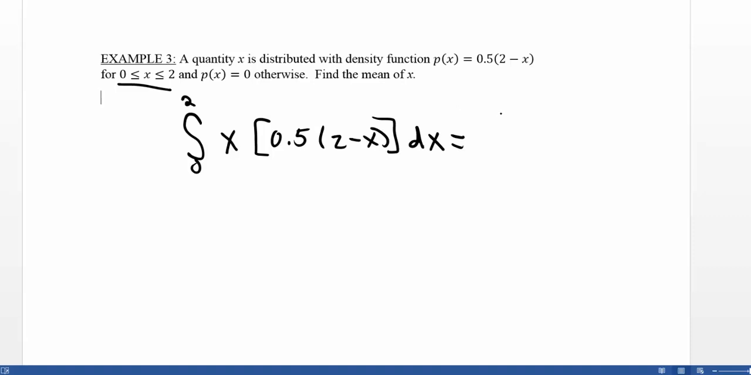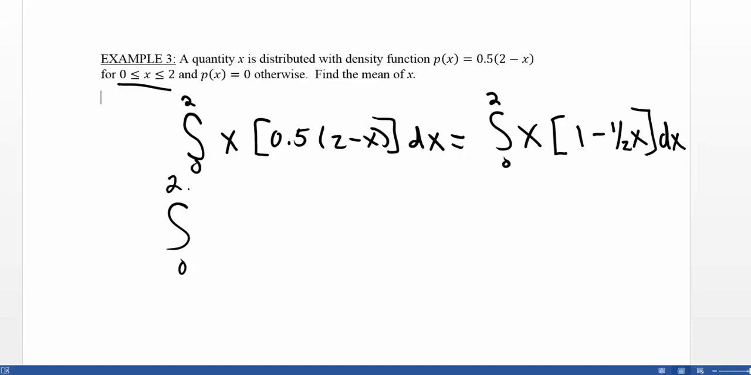We have to be a little bit careful when simplifying here. First I'm going to multiply through the 0.5, and then I'll come back and multiply through the x. If I multiply half times 2, I'm going to get 1 minus. Now 0.5 times x is 1/2 x, or you can write it as 0.5x, either is fine. And now I'm going to multiply the x through. So I have the integral from 0 to 2 of x minus 1/2 x squared dx.